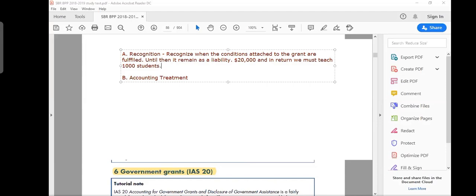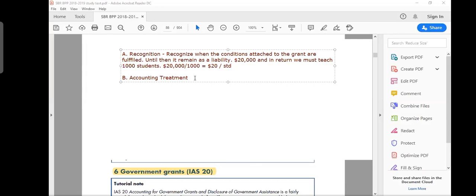So if we have not taught any students yet, this $20,000 will remain in our liability because we promised to teach 1,000 students. And then you can consider how much grant is per student. Let's suppose the grant is $20,000 divided by 1,000 students. So you can say that you have been given $20 per student. So as you are teaching students, in the first year you have taught 100 students, so you can recognize $2,000. Then in the second year, you have taught 200 students, you can recognize $4,000. So you calculate whatever part of the commitment you have honored, that you would recognize.